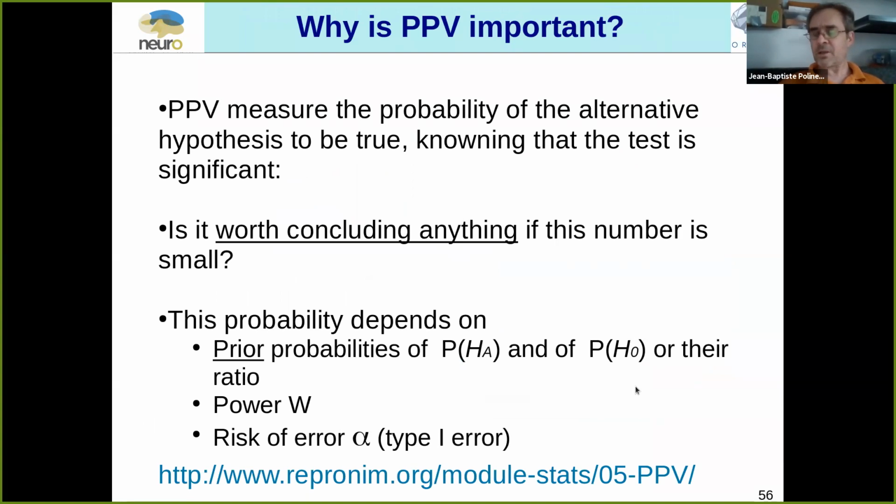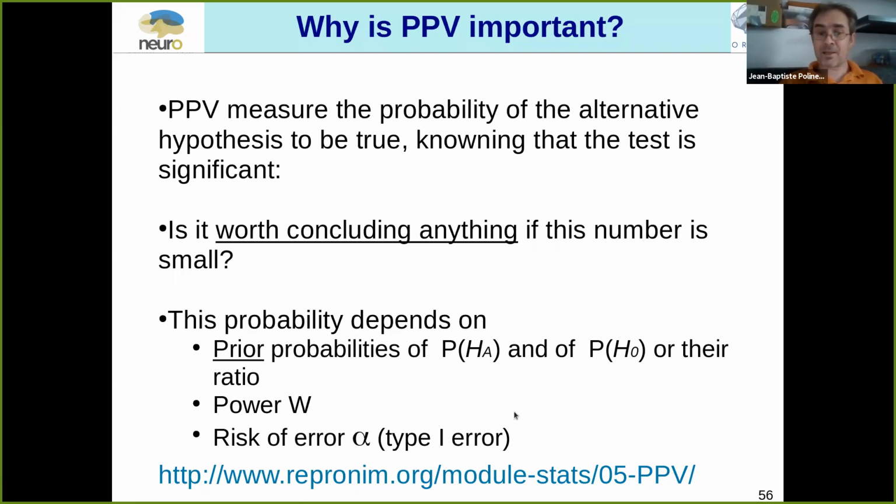So why is the PPV so important? Because if you don't have a high PPV, positive predictive value, then the probability of your alternative hypothesis being true is going to be small, even if the test is significant. And that's the problem.